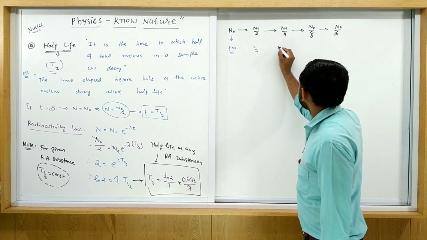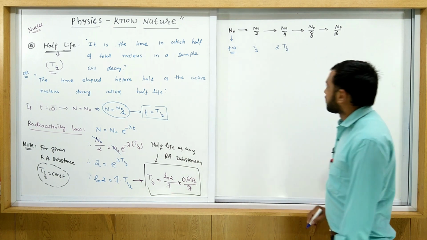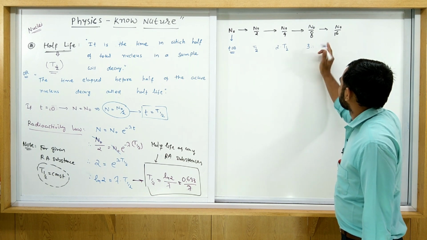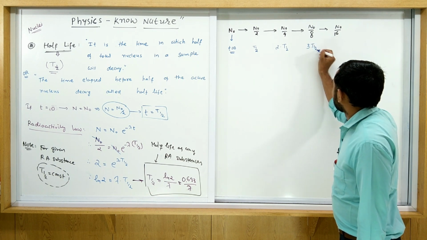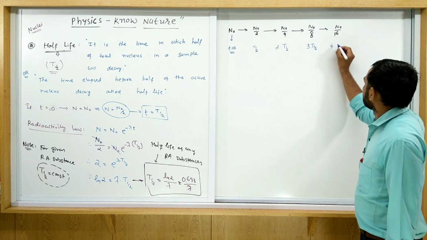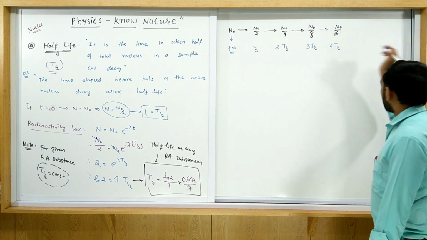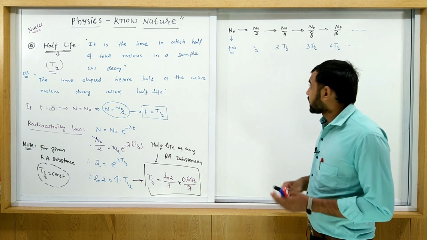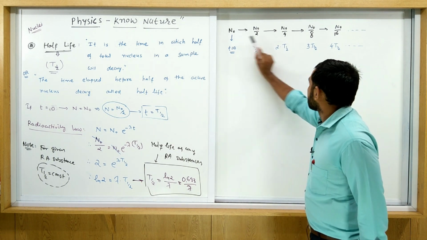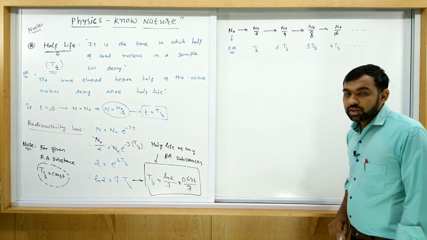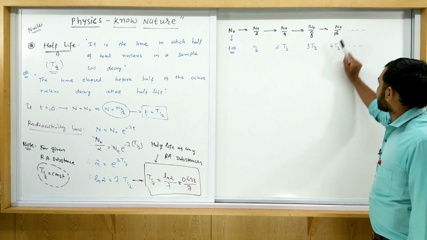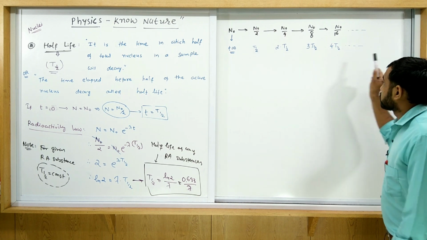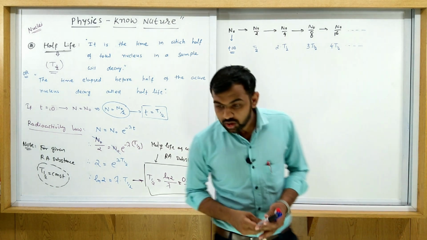The second time it becomes half, that is 2 half lives. The third time it becomes half, that is 3 half lives. If it becomes half 4 times, that is 4 half lives, and so on. Sometimes the data is given directly like this: if the initial nuclei becomes N0 by 4, how many half lives are required? 2 into T1/2. If it directly becomes N0 by 16, how many half lives are required? You must remember this also. That is quite an important thing to note here.